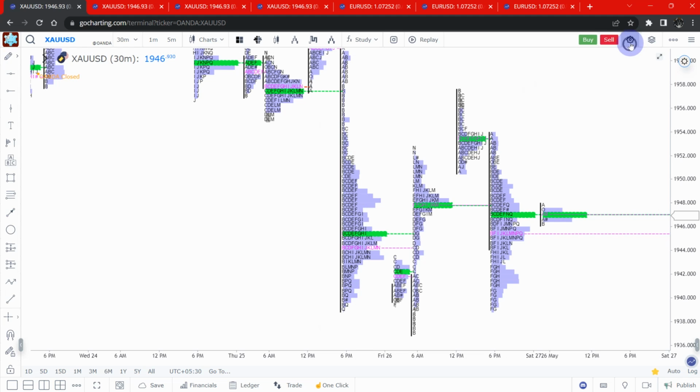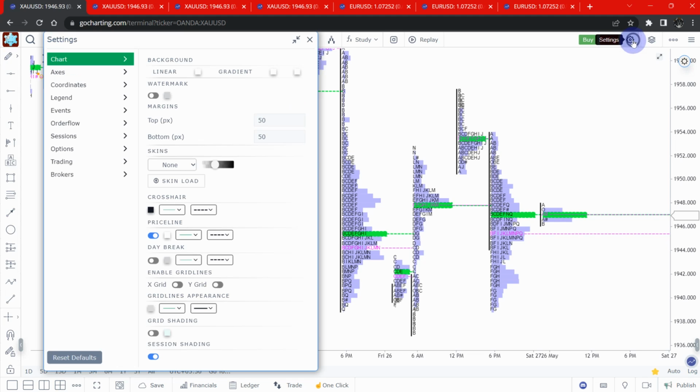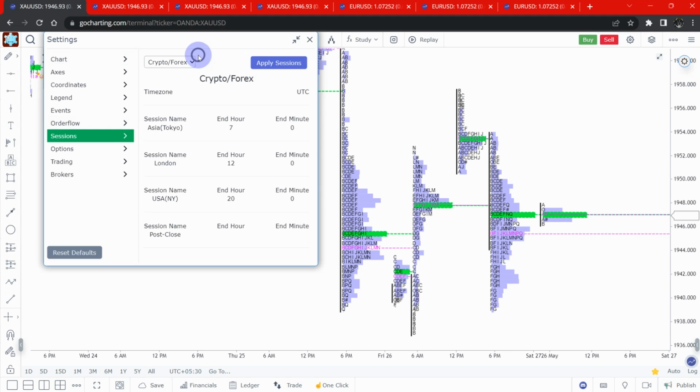So you can see over here there's a settings tab. There's a method to go through the other side as well, but this is more convenient. From here you go into the sessions tab, and you can choose what you want. For example, if you're trading CME, that is ES mini or something like that, you can choose that. We're choosing crypto and forex, and we simply apply sessions, so we get something like this.